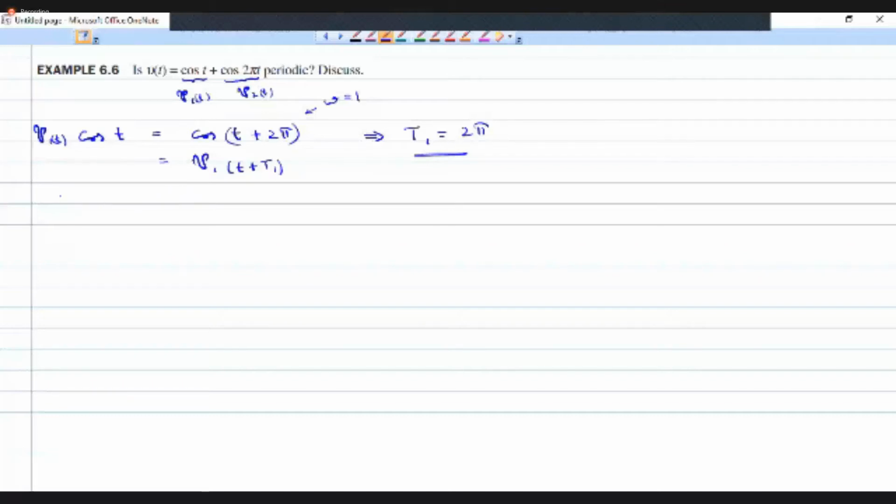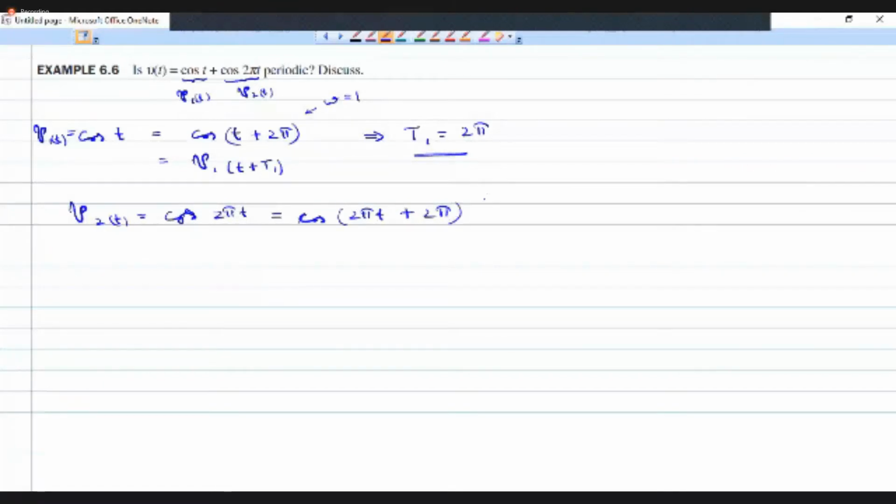Similarly, we can take out the second function v2 of t is equal to cos 2 pi t. Again, we can add it up because cosine is a periodic function. Cos 2 pi t will be equal to cos of 2 pi t plus 2 pi. And adding 2 pi to the angle, it will have the same value.